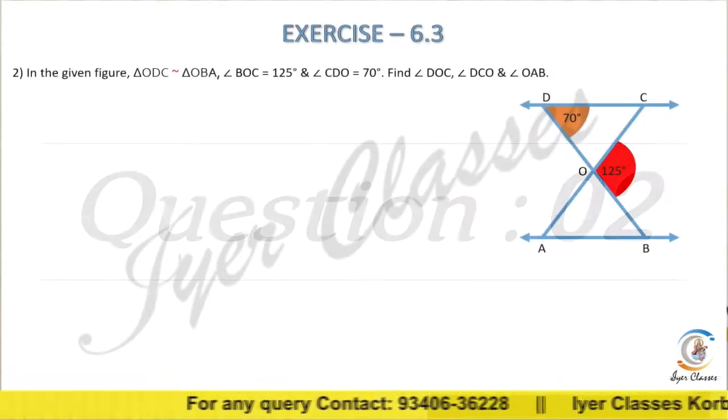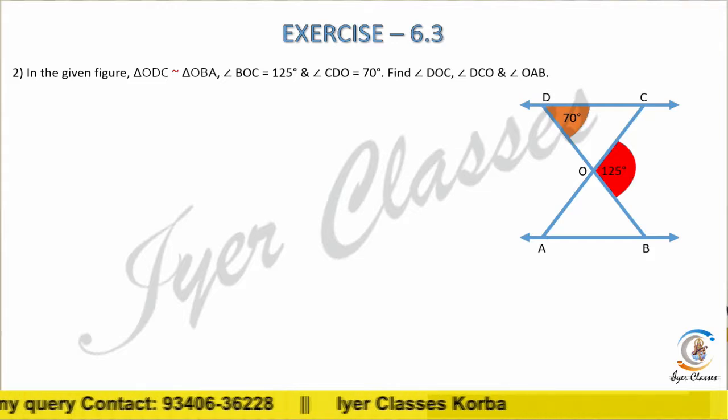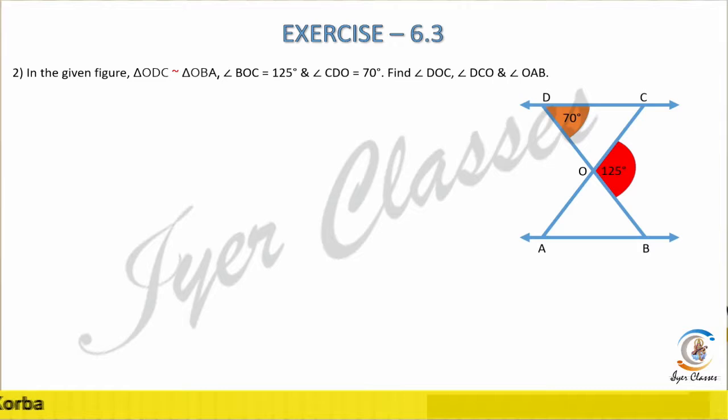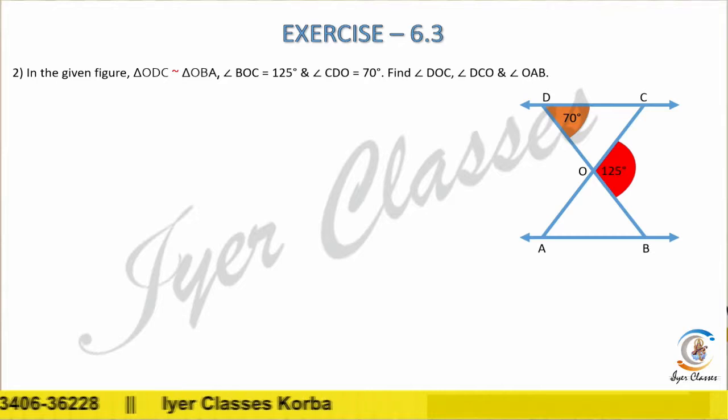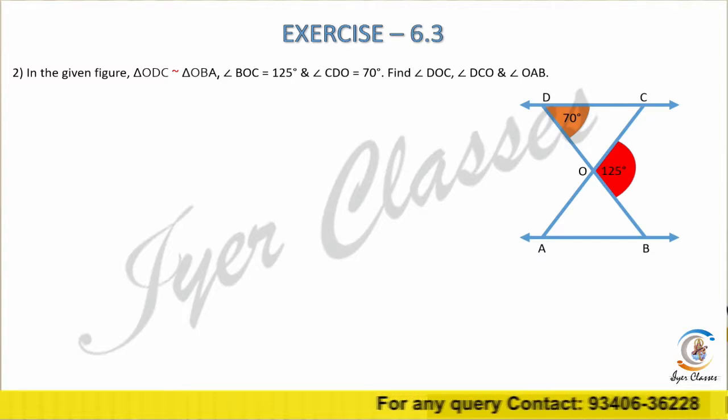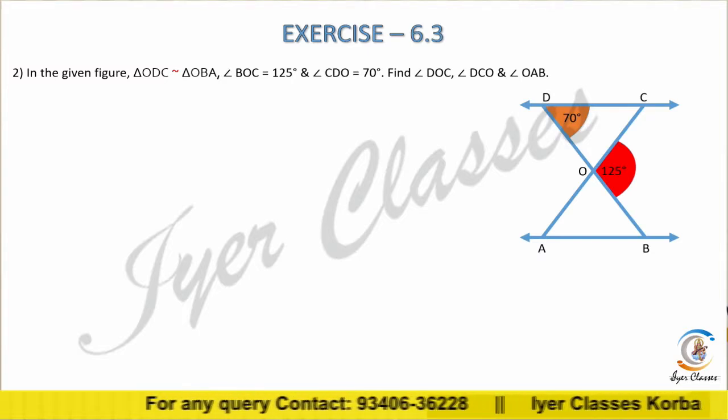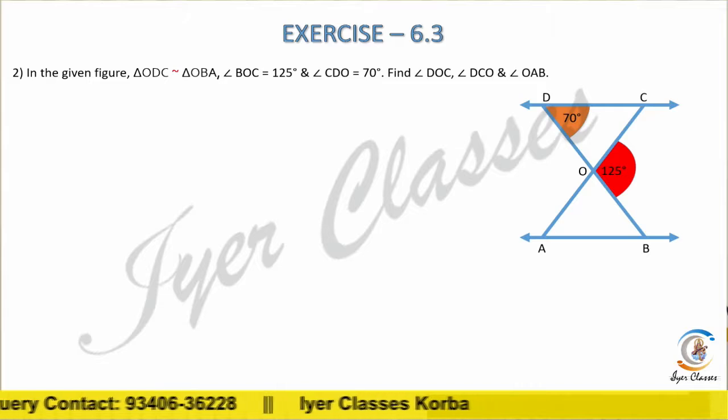Exercise 6.3. Question number 2. In the given figure, triangle ODC is similar to triangle OBA, angle OBC is 125 degrees and angle CDO is equal to 70 degrees. We are supposed to find angle DOC, angle DCO and angle OAB respectively. Okay, how do I do it?